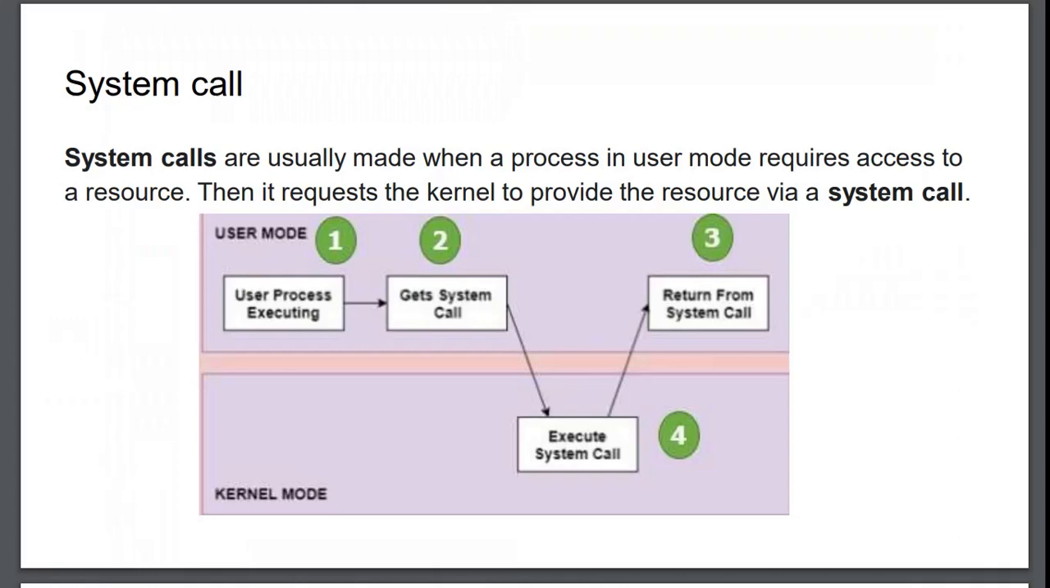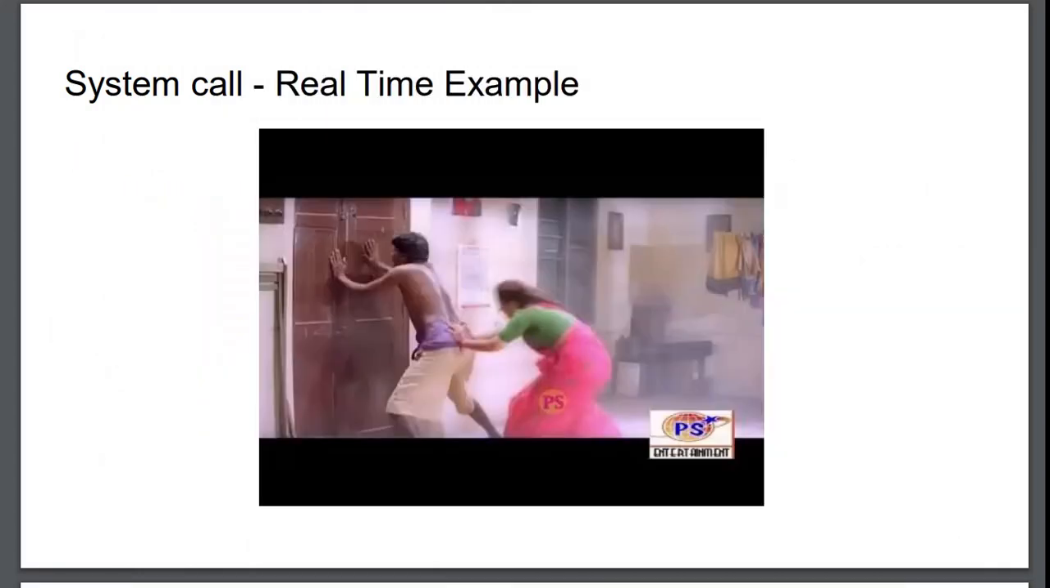So in the kernel mode only we can execute the system call. Once the operating system completes its operation, then we can return to the user mode, right? That is what they have illustrated as return from system call. So this is the actual real-time example which is happening in each and every house, right?